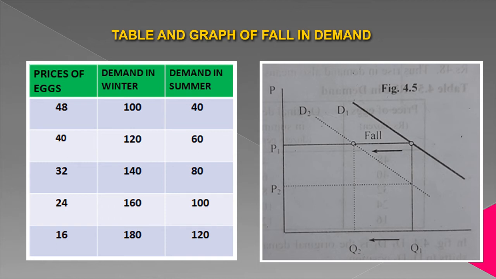Here you can see, suppose price is P1. At P1, quantity demanded is Q1. This is the original demand curve D1. Now, suppose price remains the same, that is P1, and quantity demanded decreases. Here price is the same P1, quantity demanded decreases.